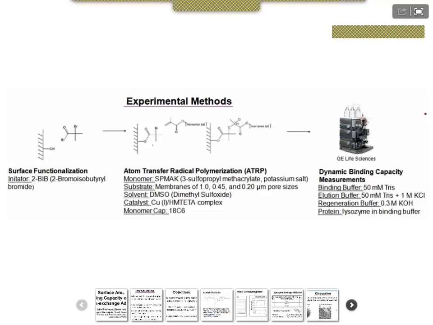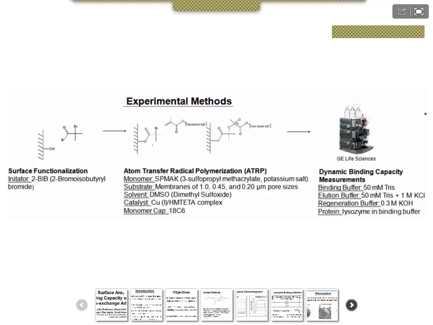So here's a little bit of how ATRP works. Radicals are generated through a redox reaction, and the polymer chains are grown by the addition of the radicals to each monomer. The reaction lasted 1 hour, and we chose this time because we had a target dry layer thickness of 10 nanometers. Binding capacity measurements were then performed on modified membranes using the ÄKTA purifier, pictured here.